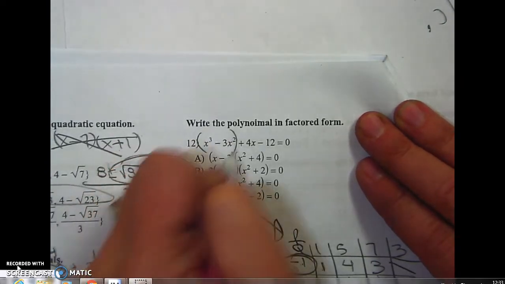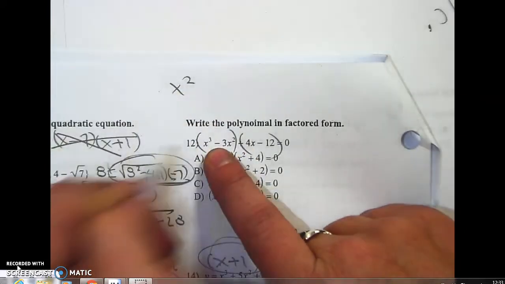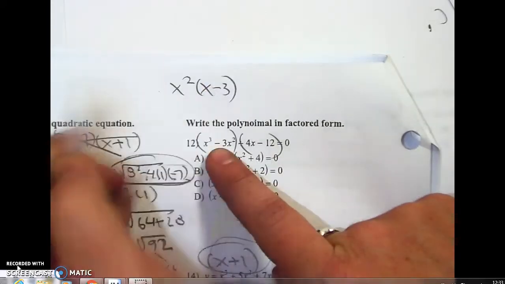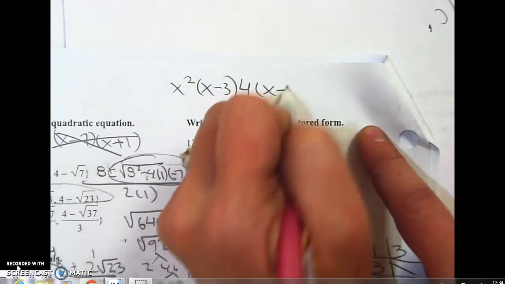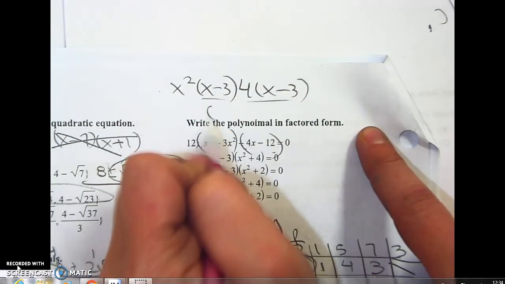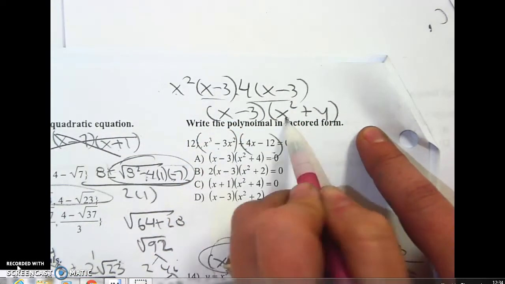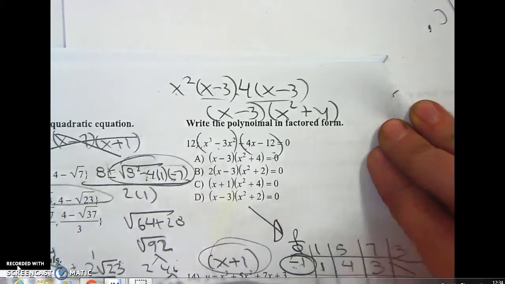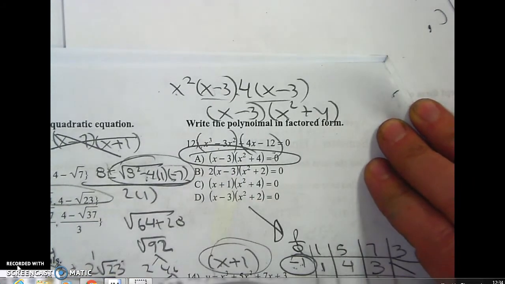But I'm going to do factor by grouping. They both have an x squared. I'm left with x minus 3. Since this is plus minus, this is plus minus. Take out a 4, x minus 3. Here's the match. X squared plus 4. I can't keep going on x squared plus 4 because that's the sum of squares and there's nothing that says that. And the answer is A.